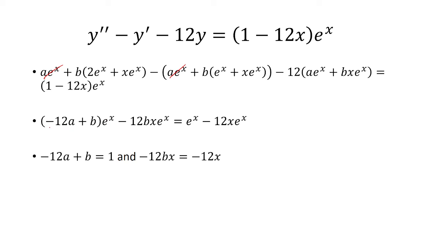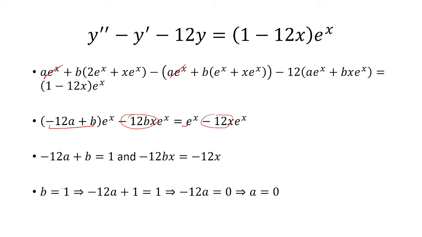So at this point, you just need to set the coefficients equal to each other. Negative 12a plus b with 1. And then negative 12bx with negative 12x. Okay. So for the second one, if I divide both sides by negative 12x, here we're assuming x does not equal 0, you get b is 1. Now plug that in over here. We get negative 12a plus 1 is 1, which means negative 12a is 0, and so a is 0.